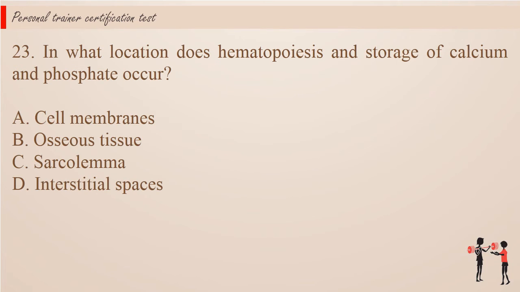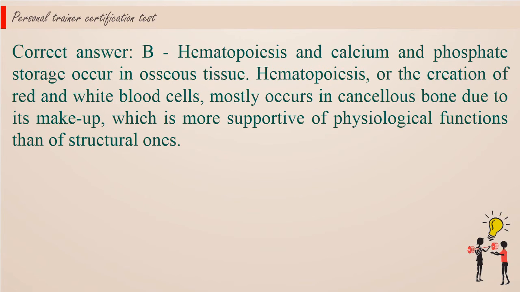Question 23. In what location does hematopoiesis and storage of calcium and phosphate occur? A. Cell membranes. B. Osseous tissue. C. Sarcolemma. D. Interstitial spaces. Correct answer, B. Hematopoiesis and calcium and phosphate storage occur in osseous tissue.